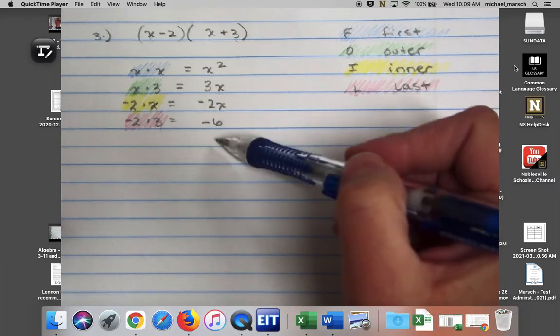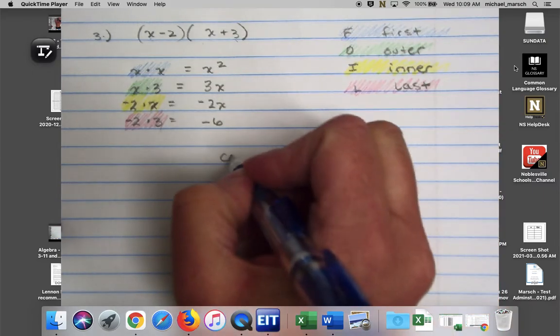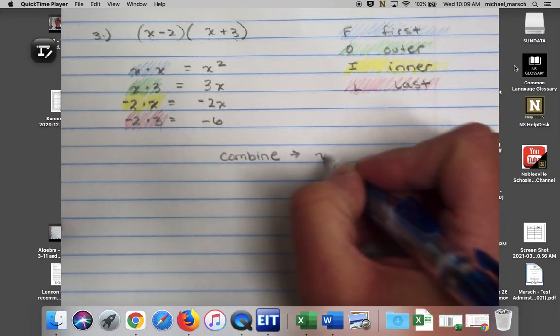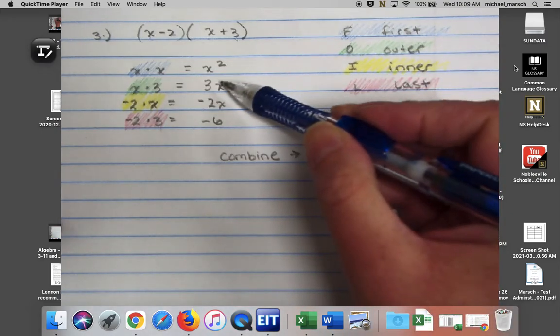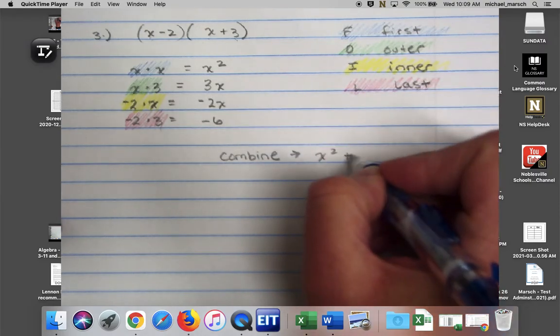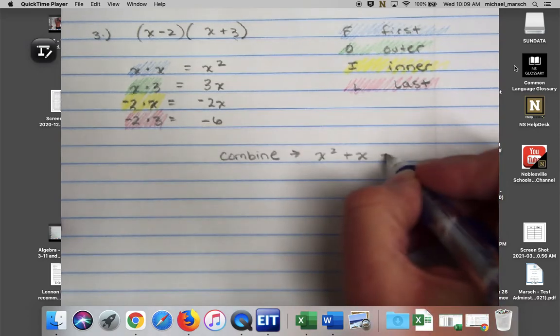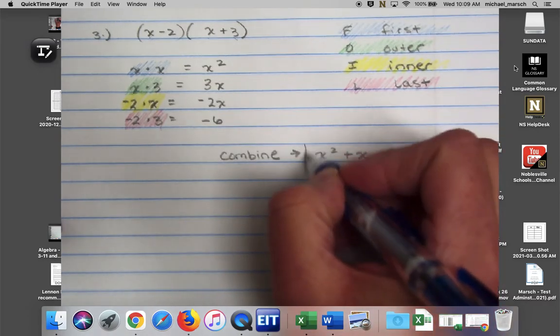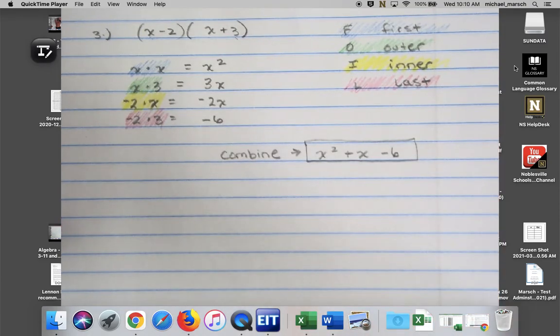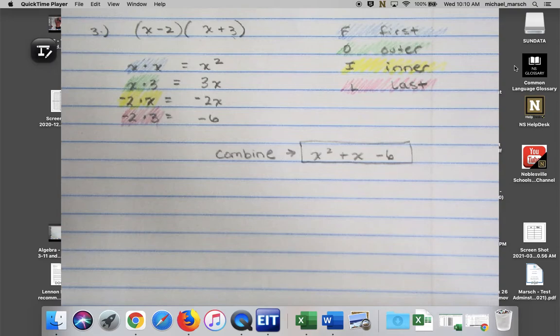Now I just combine these, right? So when I combine them, I have x squared, and then I have a 3x and a negative 2x. So when I combine those, I just have a single x, and then I have a negative 6 hanging out by itself. So there you have it. I just multiplied polynomials using the FOIL method. I'm going to pause so you guys can just take this moment in. This is a very exciting transition in your math career.